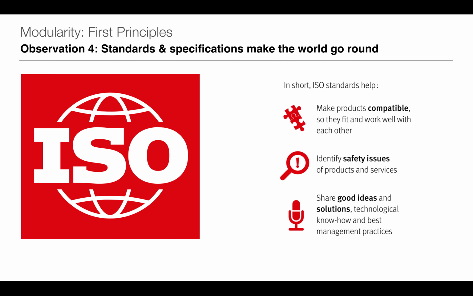We come to observation 4, which is about standards and specifications and how they really make the world operate and function. A critical part of understanding why modularity works in the physical world is because of the magic of standards and specifications. A specification is something that outlines how something should be done, either such as a process, how it should occur, or how a product should be built.